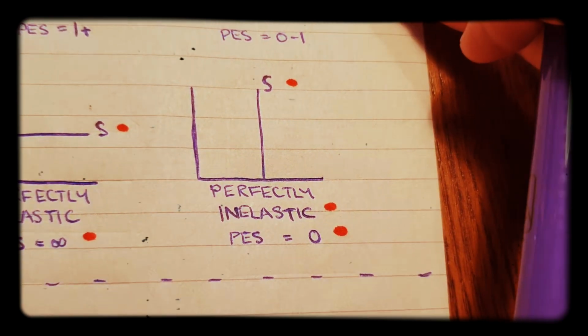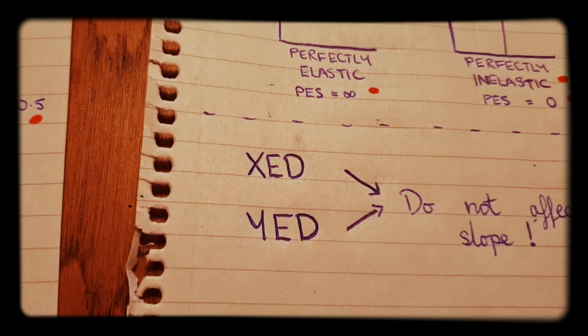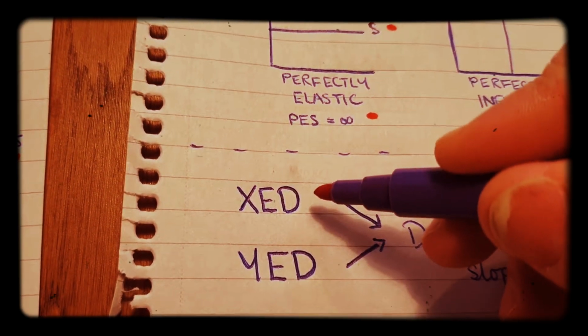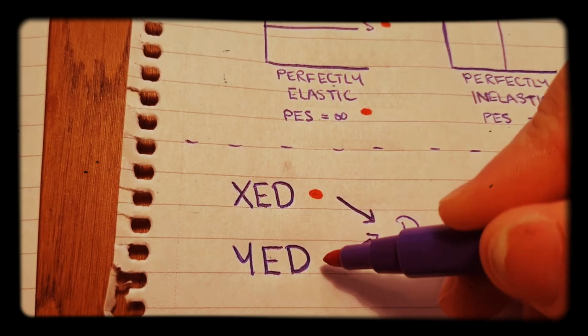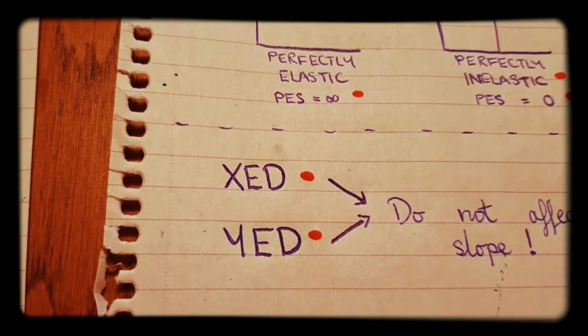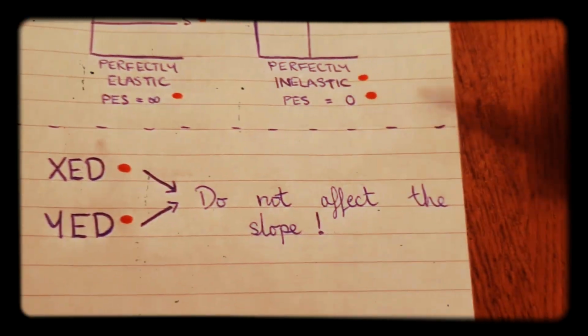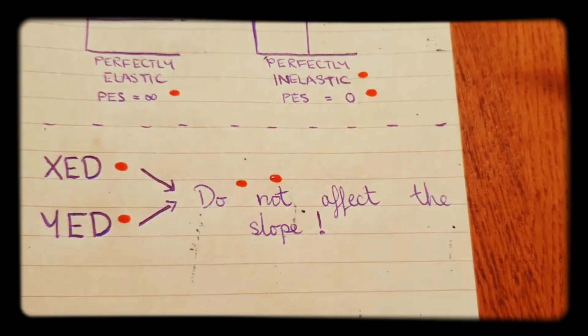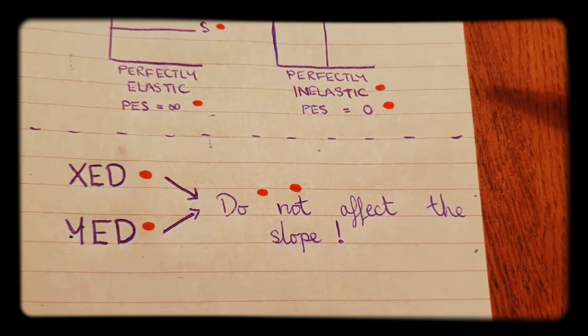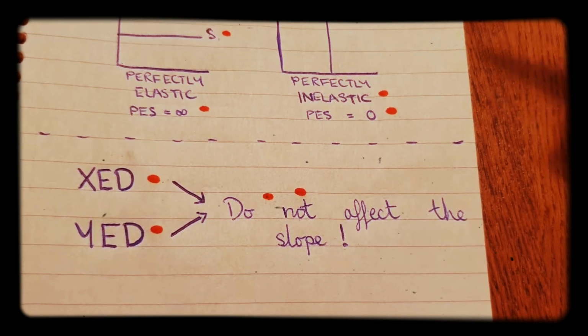So the other elasticities that we haven't looked at so far in this video, these are XED and YED, so cross elasticity of demand and income elasticity of demand. These do not affect the slope of the demand or the supply curve. So that's what you need to know.